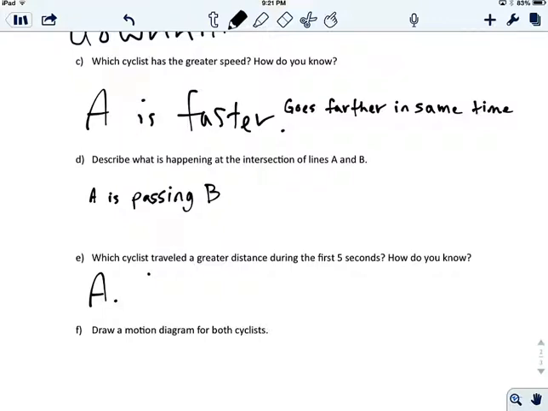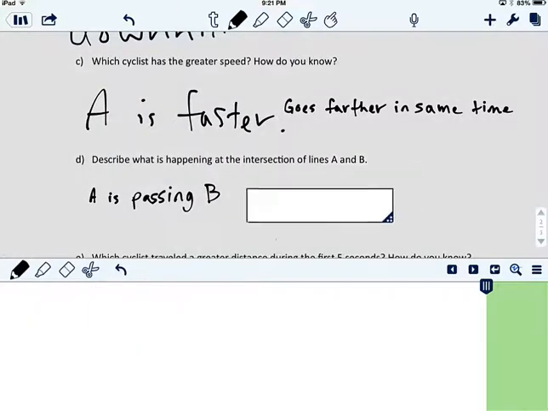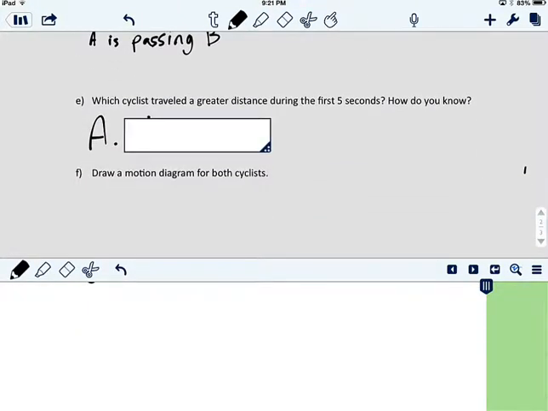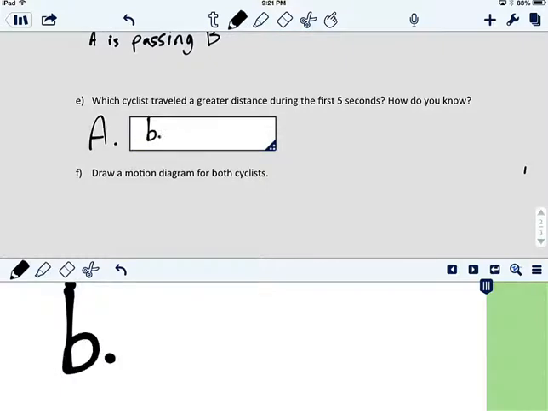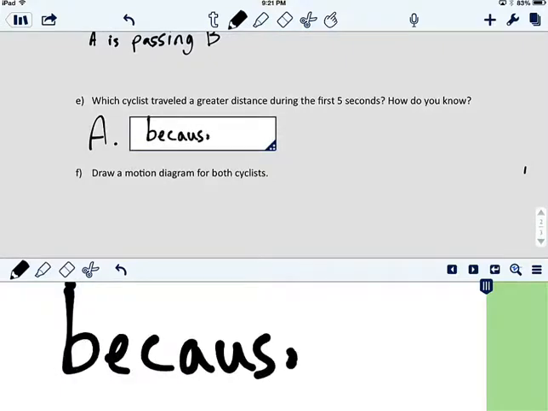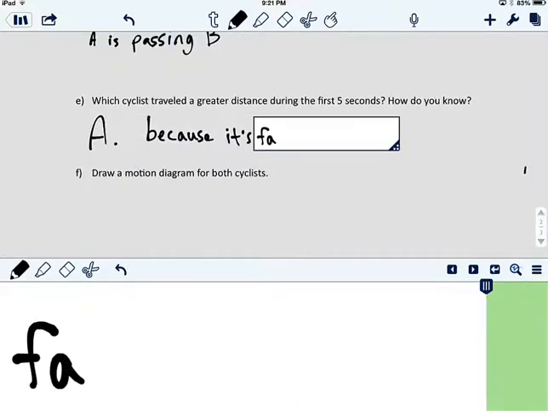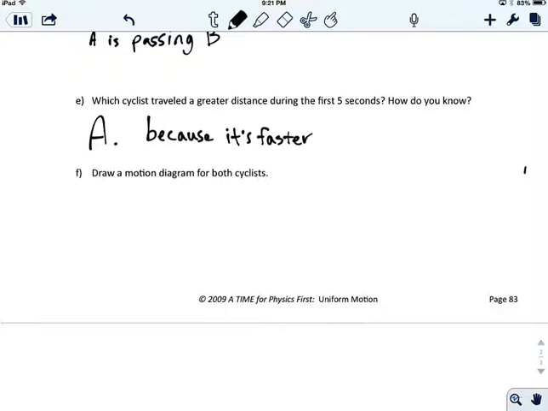A, here, let me use my little handy dandy box here. So A, because it's faster. That's how we know. It doesn't even matter what it says on the graph. We just know it goes farther because it's faster.